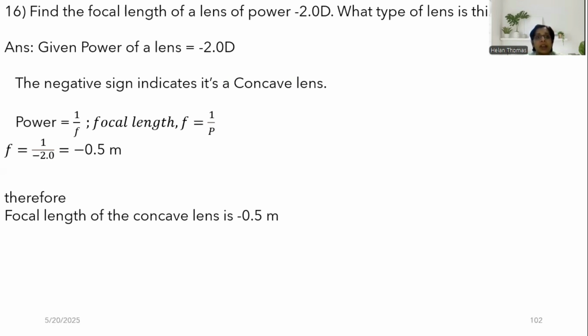Say the question is: find the focal length in centimeter. What do you have to do? You have to solve your focal length, and you know 100 centimeter is 1 meter, right? So you can convert it. So 0.5, if you want it in centimeter, into 100, it will be 50 centimeters.